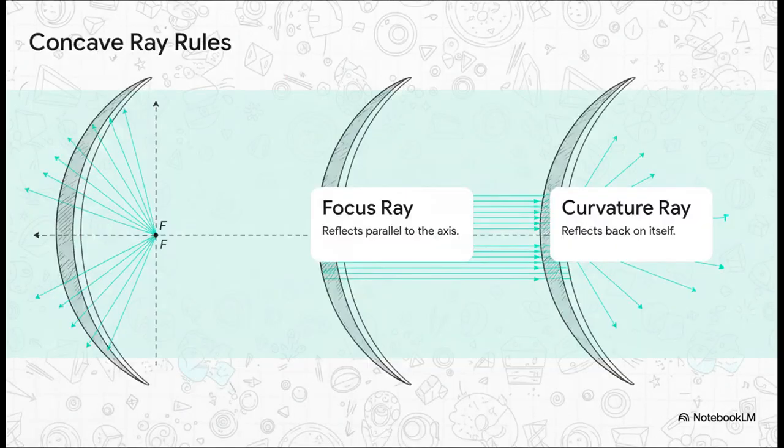So by tracing just a couple of predictable paths, we can figure out exactly where an image is going to show up. A light ray that comes in parallel to the main axis bounces through the focus. One that goes through the focus first bounces off parallel. And a ray that goes through the center of curvature just reflects straight back on itself. You only need to draw two of these, and where they cross, bam, that's your image.